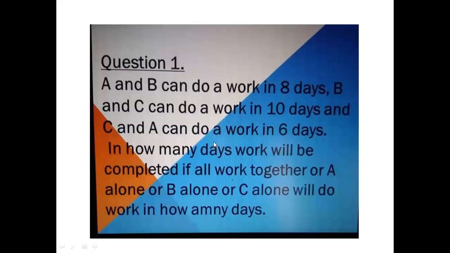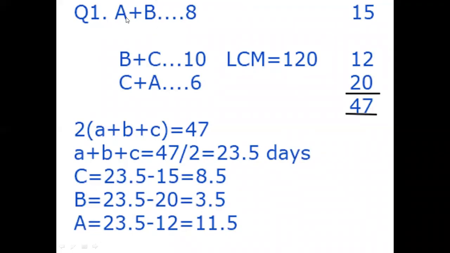Okay. This question now goes like this. You can see A and B are doing the work in 8 days, B and C in 10 days, C and A in 6 days. So in how many days will the work be completed if all work together, or A alone, or B alone, or C alone? Okay. So step number one is, see, these three things have been given in the question. A plus B doing work in 8 days, B and C 10 days, C and A 6.